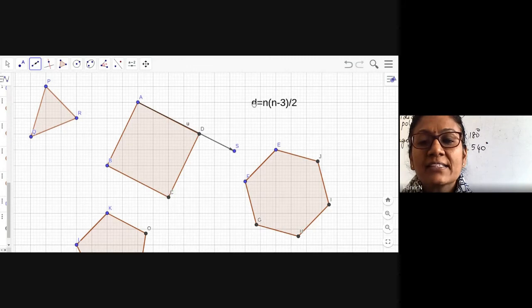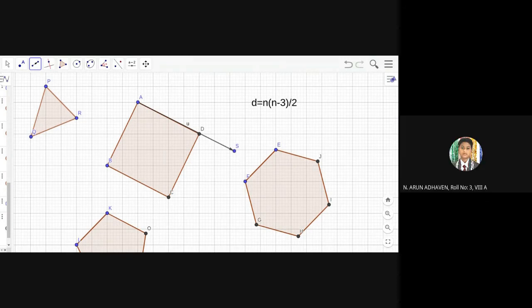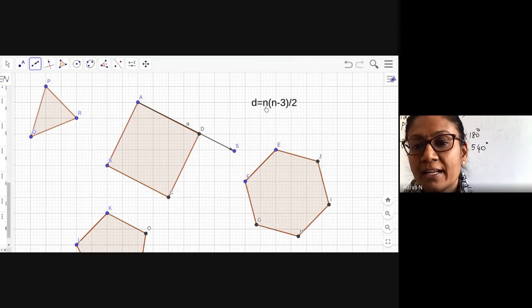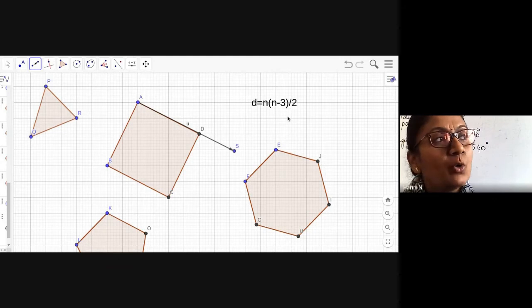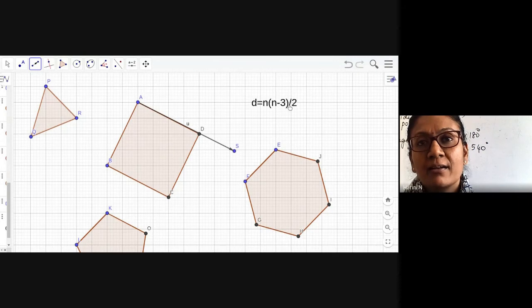Okay, so I will start with the triangle first. If I want to find out how many diagonals I can draw, I have to substitute in this formula. How many sides does a triangle have? 3. So if I put 3 in the place of n, what will I get? 3 into 3 minus 3 divided by 2. What is 3 minus 3? 0.